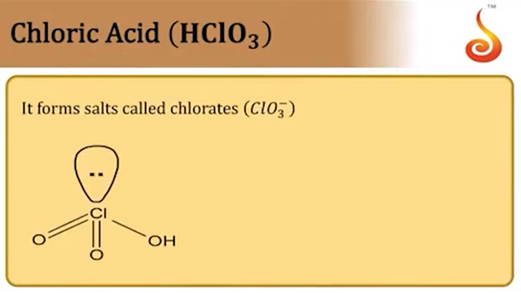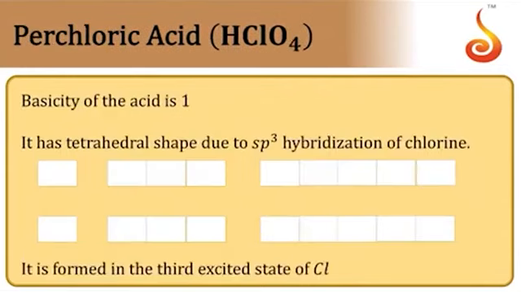Now the structure has 2 double bonds, 1 OH group, and 1 lone pair present on chlorine. And the anions are called chlorate anions. Then the next one, the last one, is perchloric acid, HClO4.